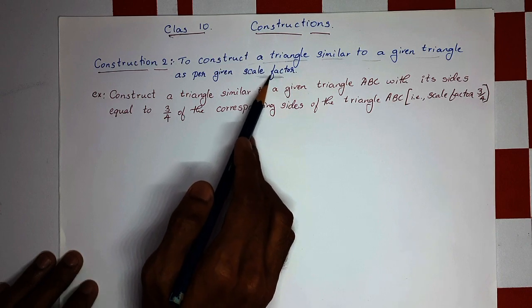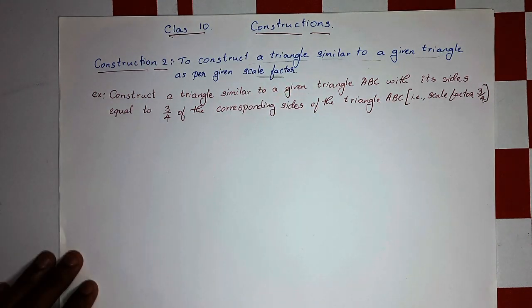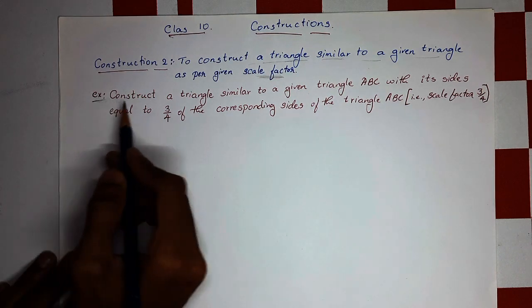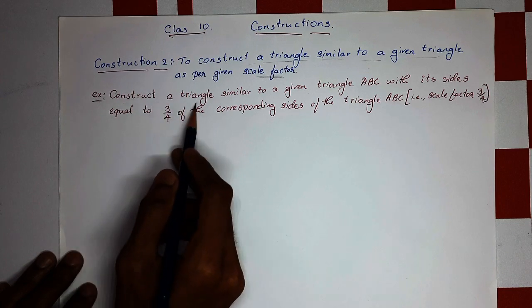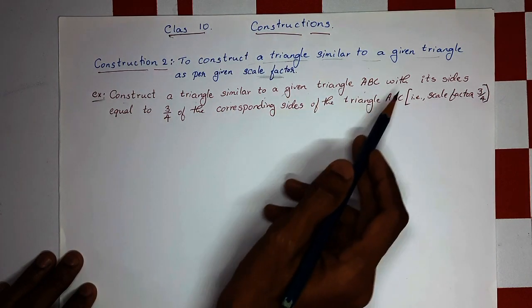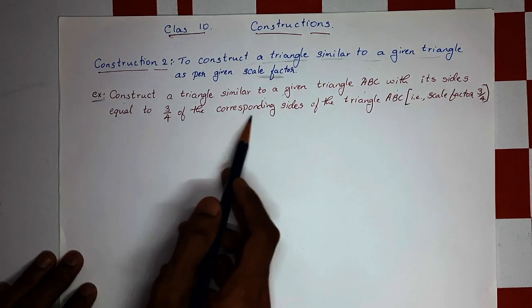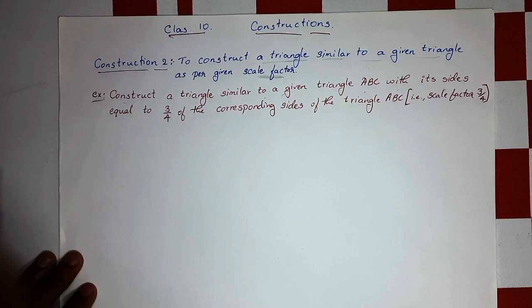The scale factor refers to a ratio, the fraction by which the new triangle we draw is scaled. So how to do this? I have taken an example. The example question: construct a triangle similar to a given triangle ABC with its sides equal to 3/4 of the corresponding sides of triangle ABC.